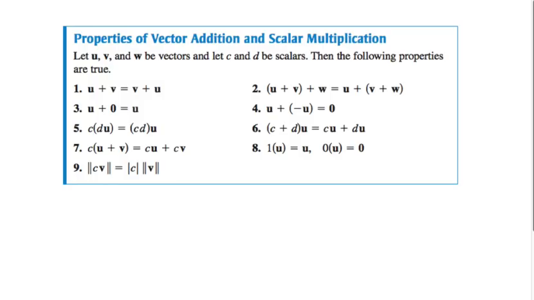All right, here are some properties for you to pause and write down for vector addition and scalar multiplication. u plus v equals v plus u. That's your commutative property. Number 2 is associative. Oh, number 1 is commutative, then associative, identity, etc. So you can read through those.